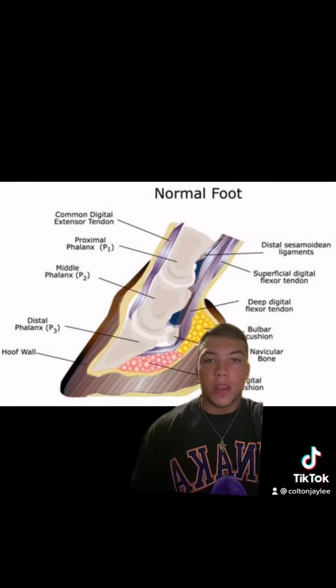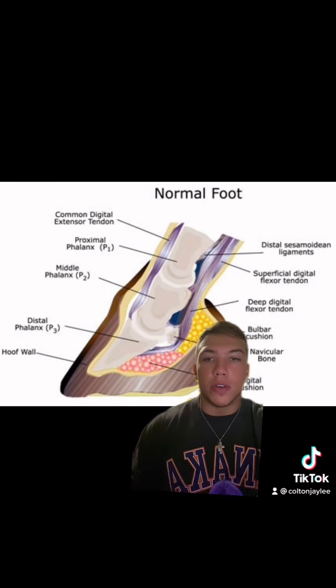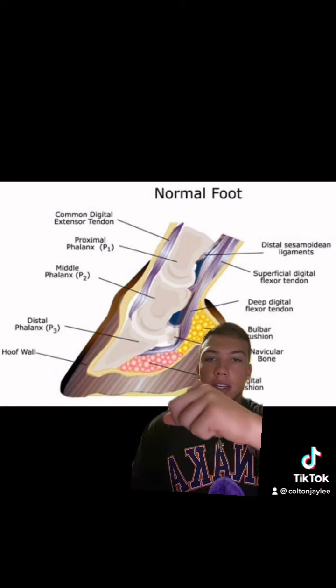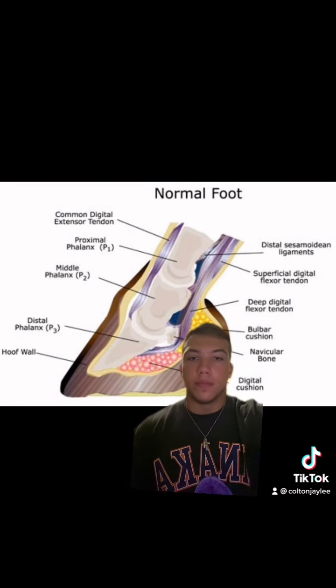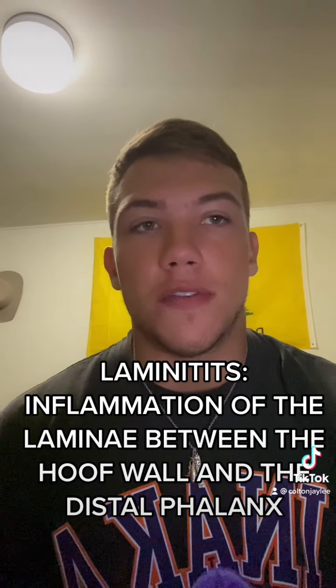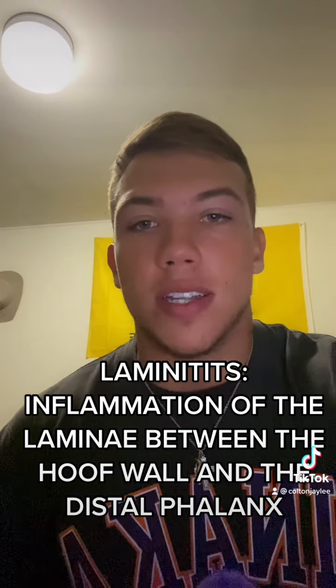Lastly, the distal phalanx is the bottom bone of the foot and is attached to the inner wall of the horse. In this diagram of the normal hoof of a horse, we can see right here is the distal phalanx, and here's the hoof wall. Now that we have broken down the technical definition of laminitis, we can fully understand it, which once again the definition is inflammation of the laminae between the hoof wall and distal phalanx.